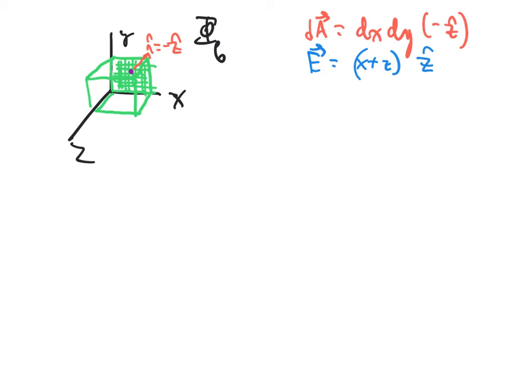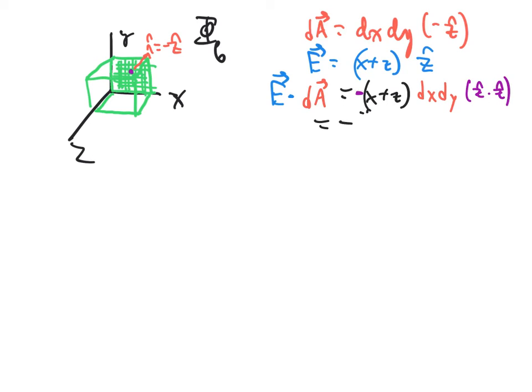That lets us say that E dot dA is x plus z times dx times dy times a minus sign that we can bring out front, and then z hat dot z hat, which is 1. And so the whole thing ends up being just minus x plus z dx dy. And for consistency, I really should have that weird constant out front, so we'll put that in everywhere.